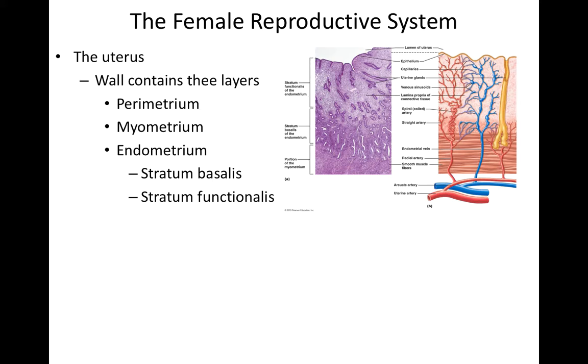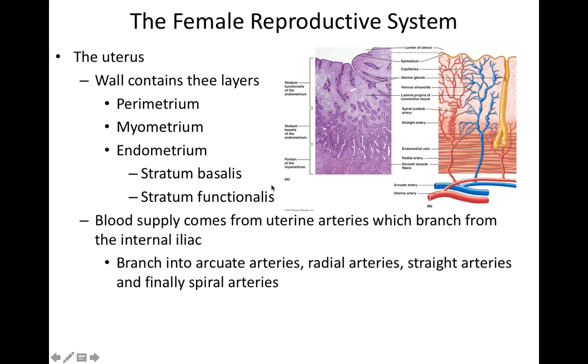When you shed the endometrium through menstruation, you're only losing the stratum functionalis. You do not lose the stratum basalis. The job of the stratum basalis is to regenerate the stratum functionalis for the next cycle. So we never actually lose all of the endometrium.